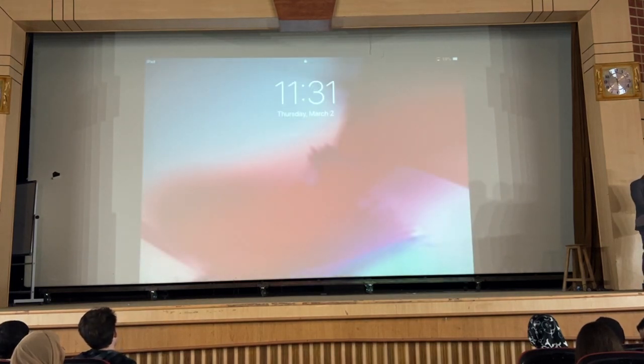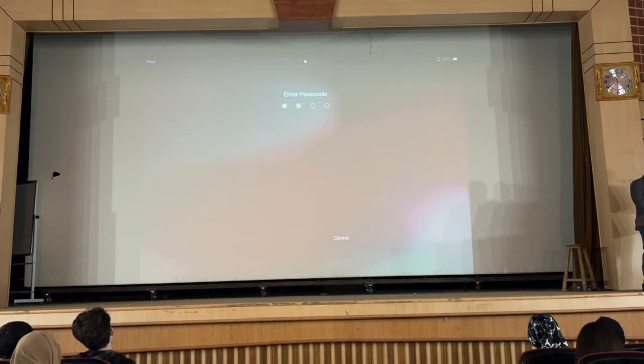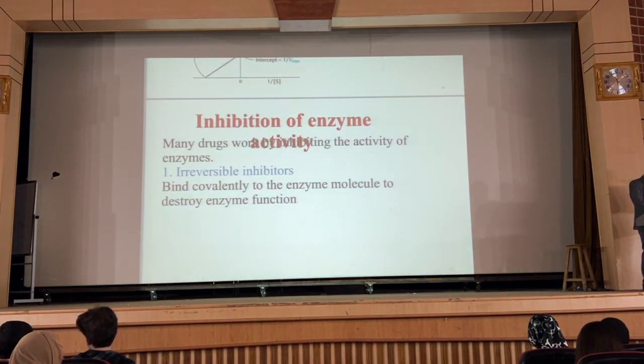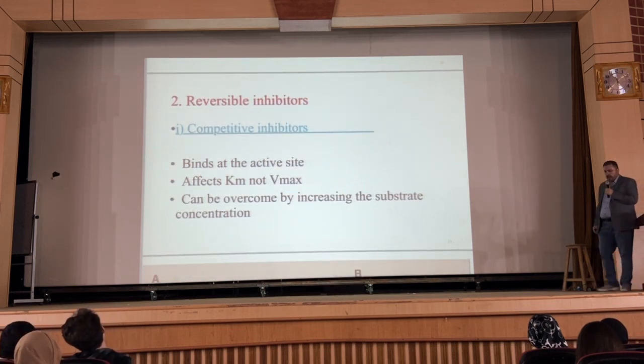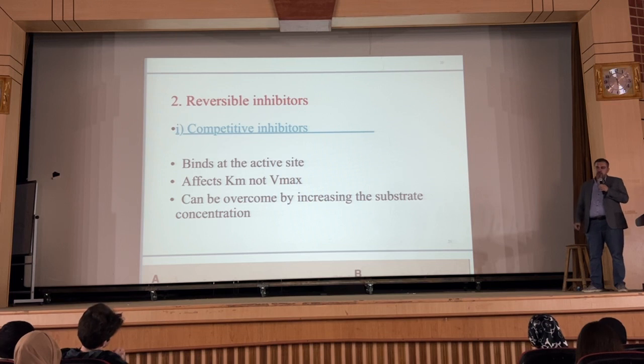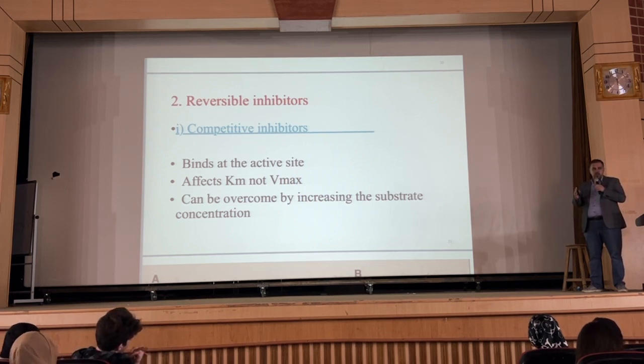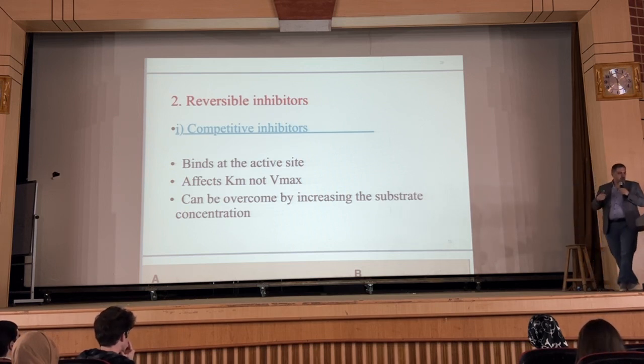The second type of inhibitor is called reversible. Reversible inhibitors are of two types, either competitive or non-competitive. Now, the reversible ones are of two types. Competitive one.